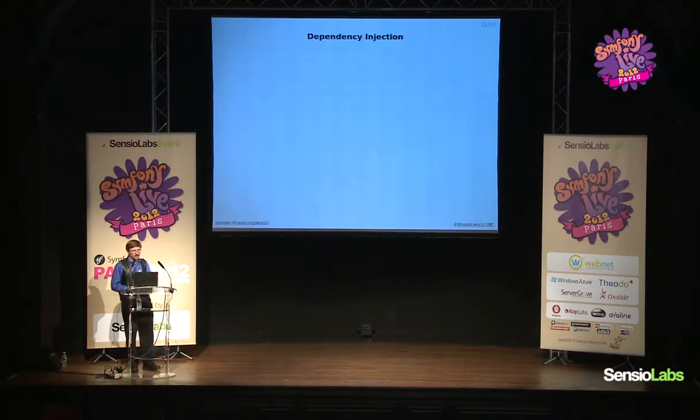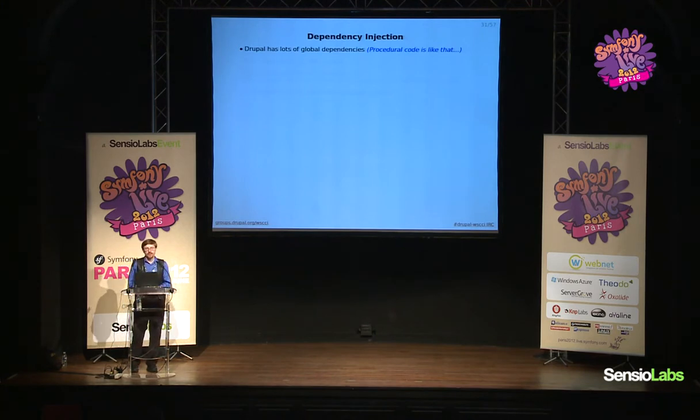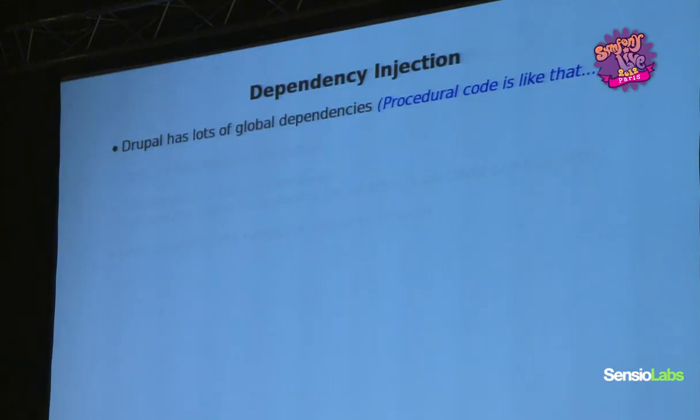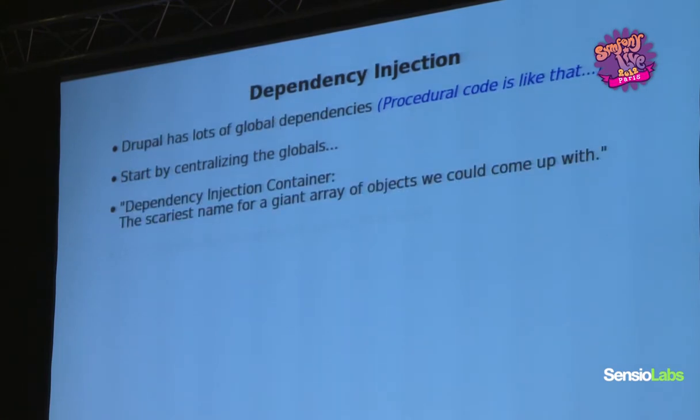Dependency injection. Drupal has a very long procedural history, which means lots of global dependencies that we are slowly working to eliminate. Step one is just by centralizing those. So at Fabien's suggestion, we are using the dependency injection component, not yet to the full extent that Symfony does, but step one is just get stuff in there, especially things that used to be global variables.